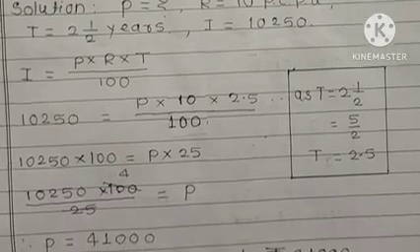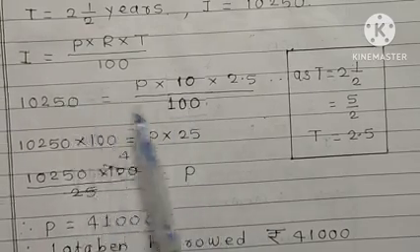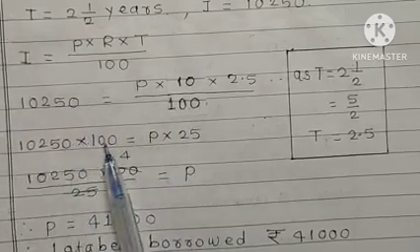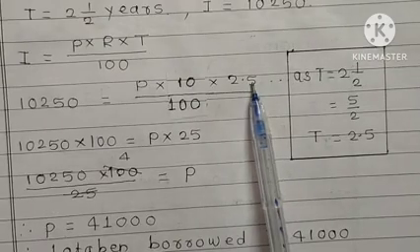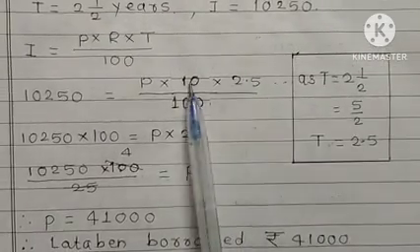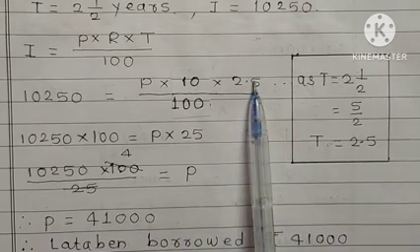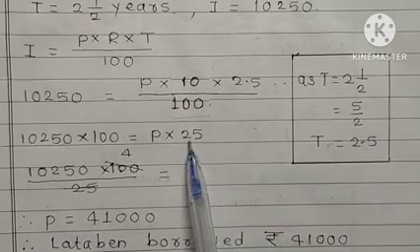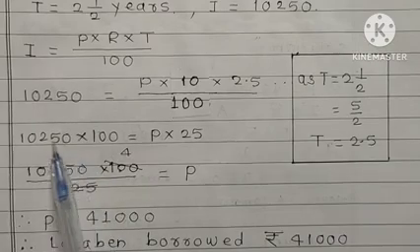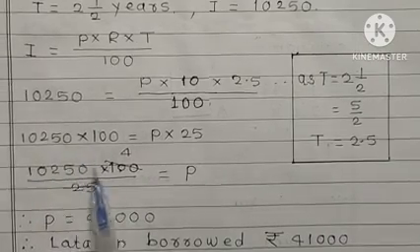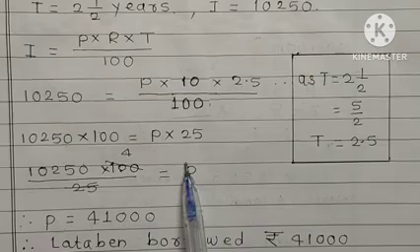Now 10,250 into 100 cross product, and 10 into 2.5, 10 into 25, that is 250. Decimal after 1 place, that means 25 only. Okay. Now taking this 25 in the denominator of this, so 10,250 into 100 upon 25 is equal to P.